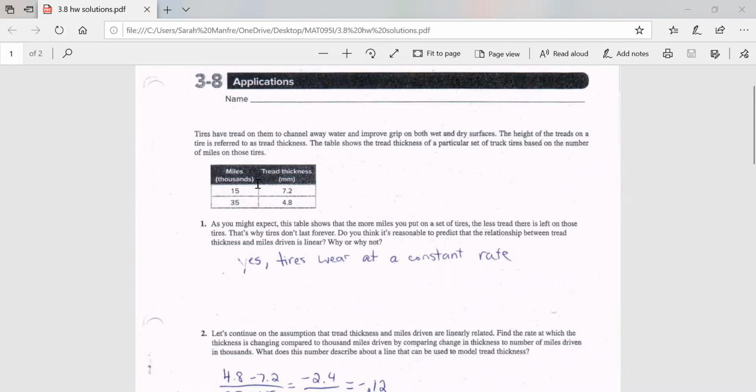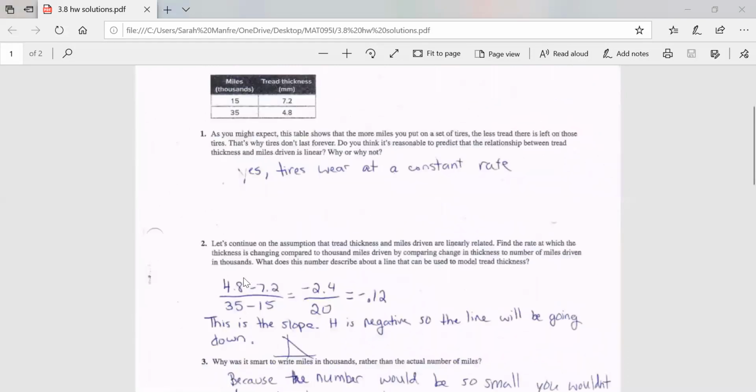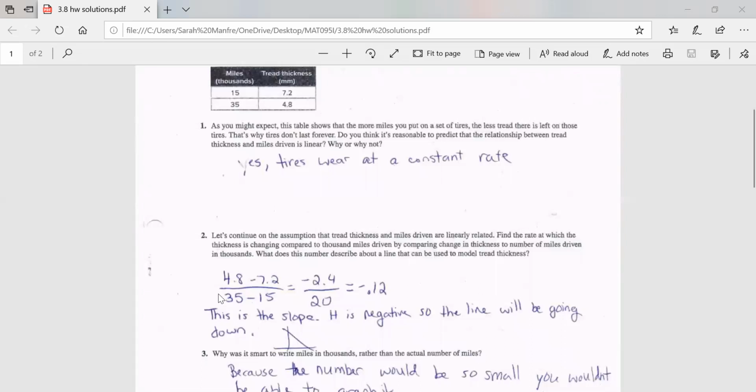Remember that these are going to be 2 points that we're going to be using. Yes, this is linear because the tires are going to wear at about a constant rate. Okay, so question 2, I'm going to take those 2 points and calculate the slope. I just want to point out that this is a negative number, and it makes sense because as you put more miles on the car, there's going to be less tread left. So the tread's going down, which is why it's negative, and it also means the line's going to be going down because it has a negative slope.